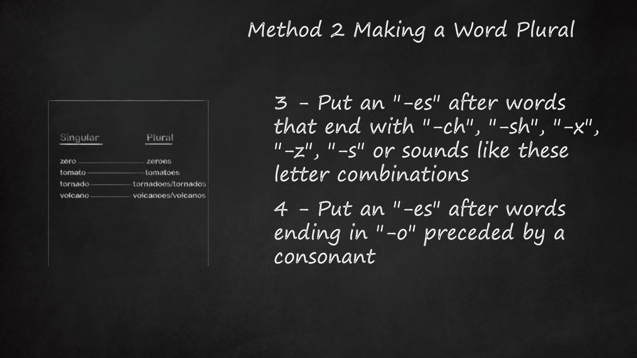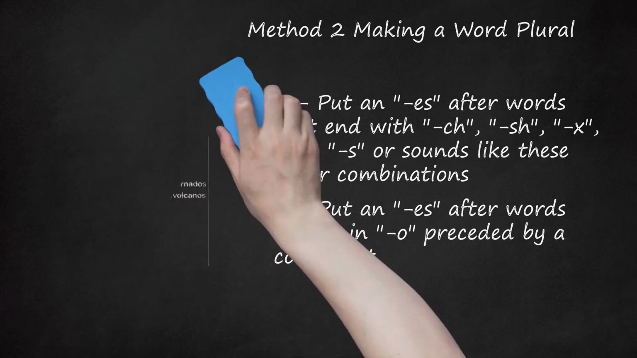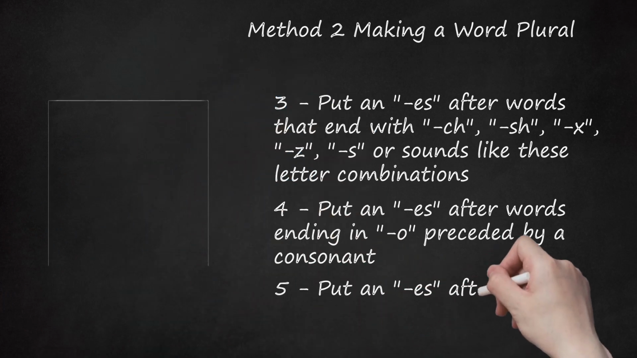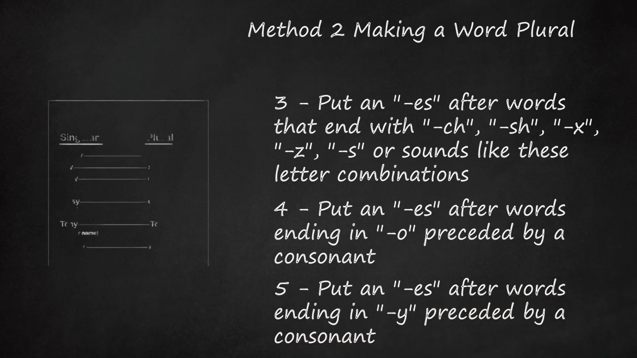Words ending in o followed by a single consonant that English gets from another language typically form their plurals by adding s. The plural of piano is pianos. Some words ending in o preceded by a consonant can form their plurals using either es or s. The plural of tornado can be written either tornadoes or tornados, and the plural of volcano can be written either volcanoes or volcanos.